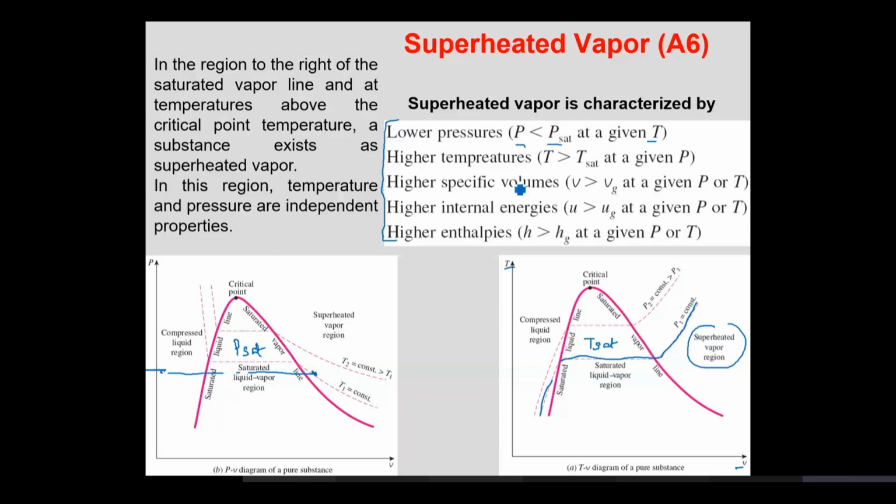Yes, sir. So now you can identify, if pressure or temperature, two properties, are given to you, your corresponding region, and then you will go to the corresponding table, which is table A6 for superheated vapor. Now let's see how the table in superheated vapor works.